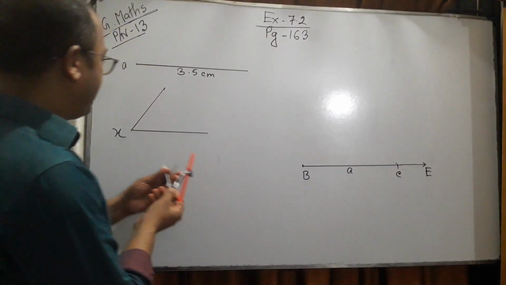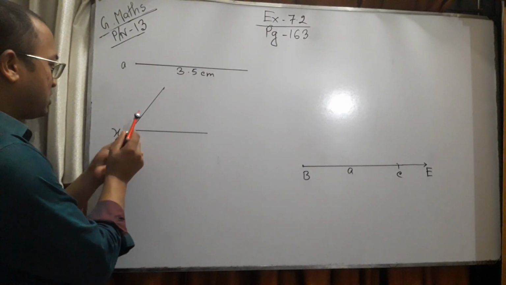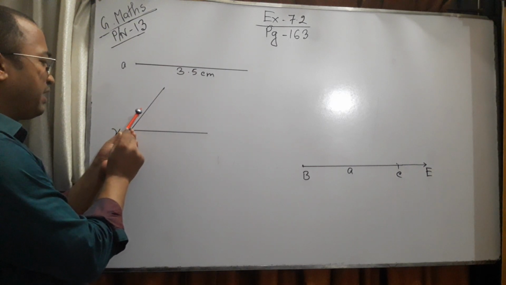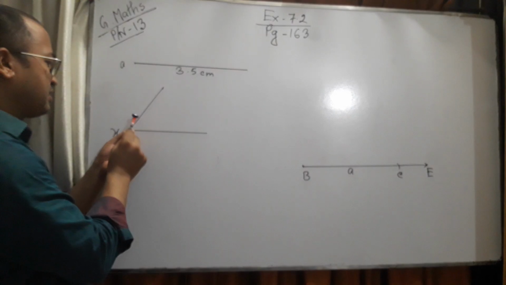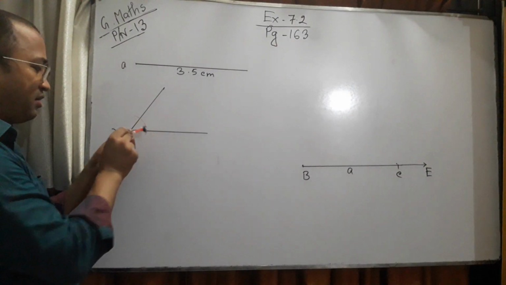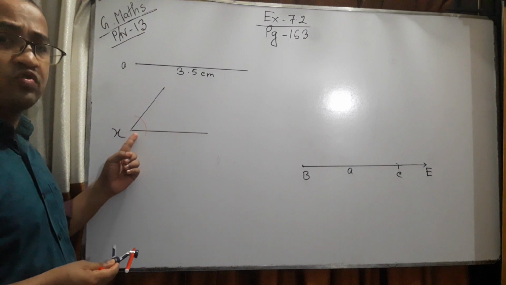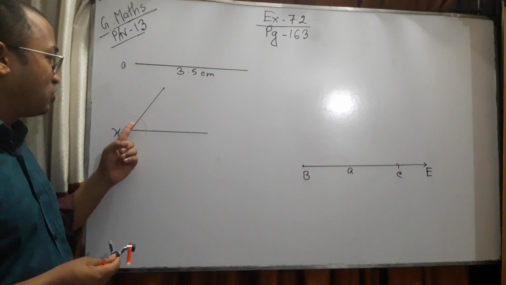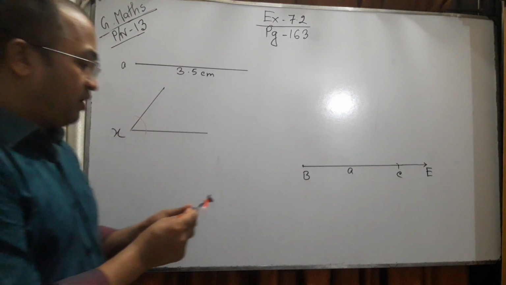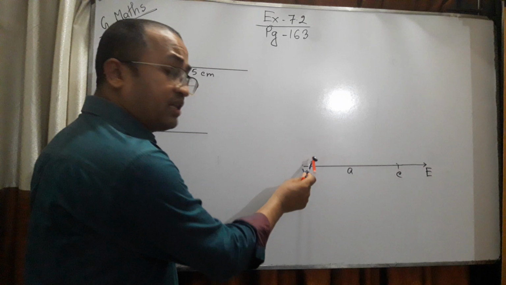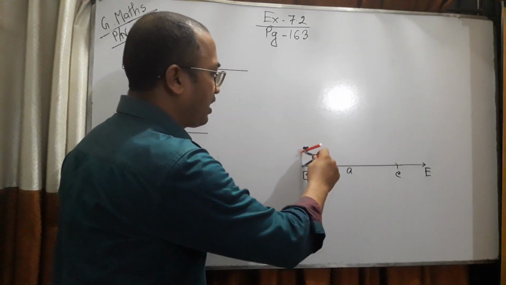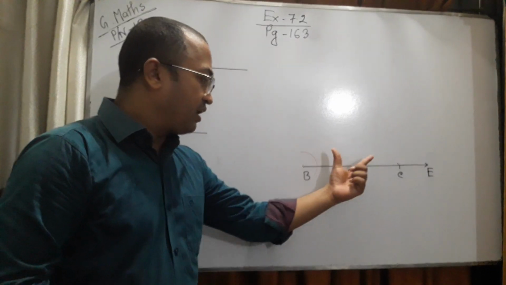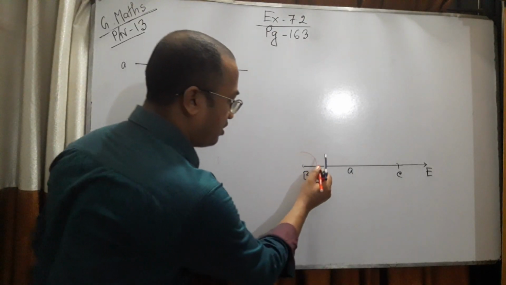Look, at first, you just center on this point and with a suitable radius, any radius, you draw an arc. By taking a suitable radius, we center on this vertex and draw an arc. Okay. Now again, with center B, with that radius, we draw an arc over there also. Okay. Look, this arc cuts the line BC at this point.